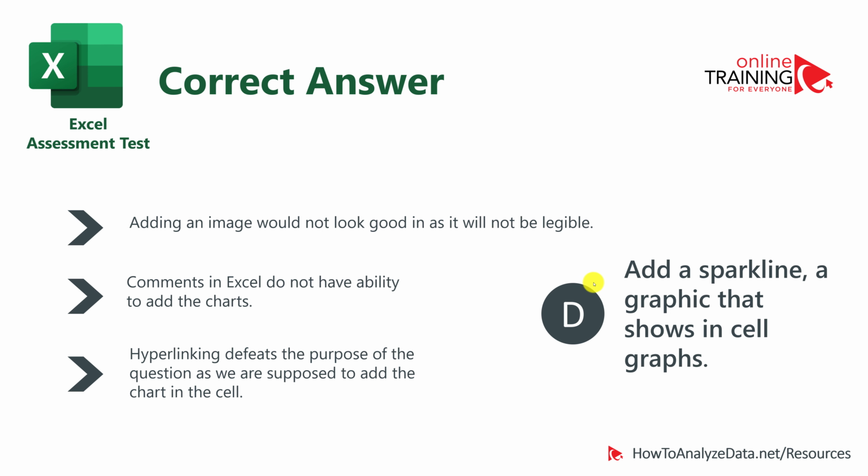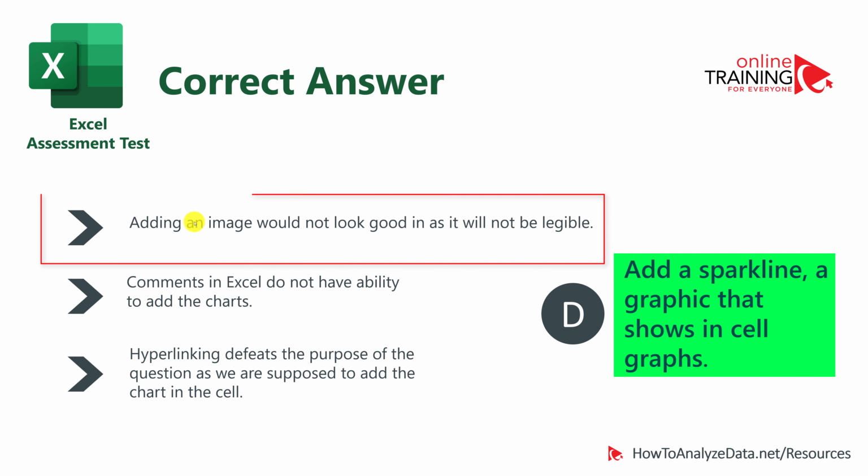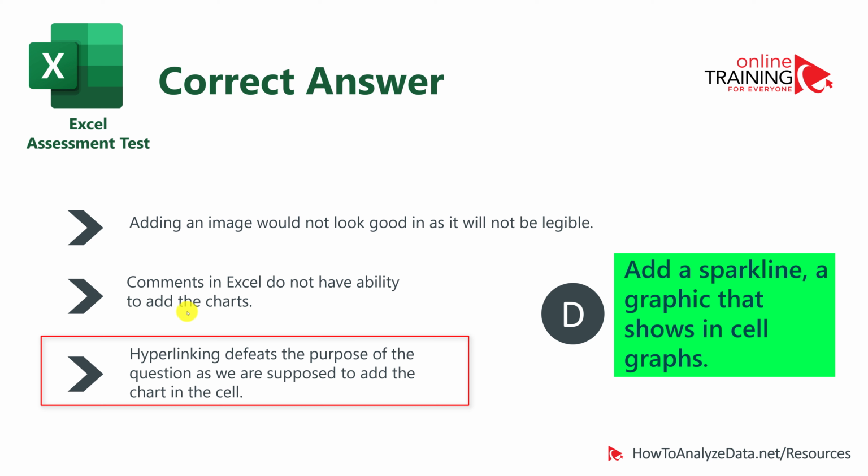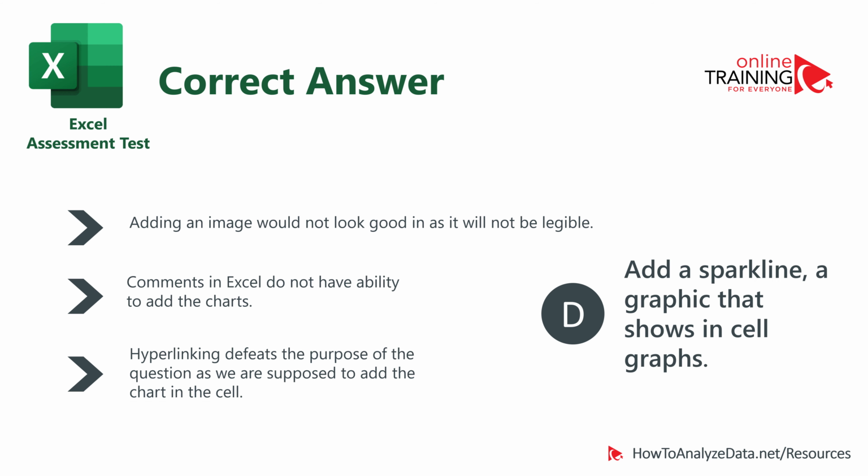As you might have figured by now, the correct answer is D, which is add sparkline, a graphic that shows in the cell graph. Now, adding an image would not look good as it's not going to be legible, so that's not a valid choice. You also need to understand that the comments in Excel do not have ability to add the charts. And then hyperlinking defeats the purpose of the question, as we're supposed to add chart in a cell. So make sure to pick a sparkline as a valid choice for this type of question. Hope you've got it right.